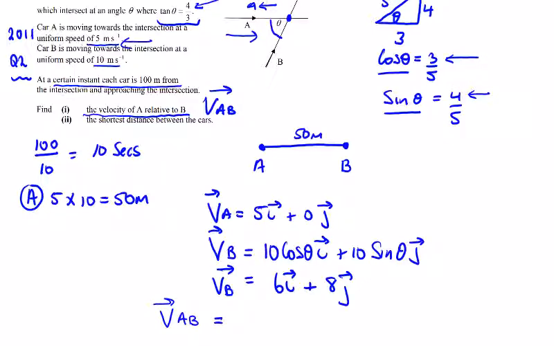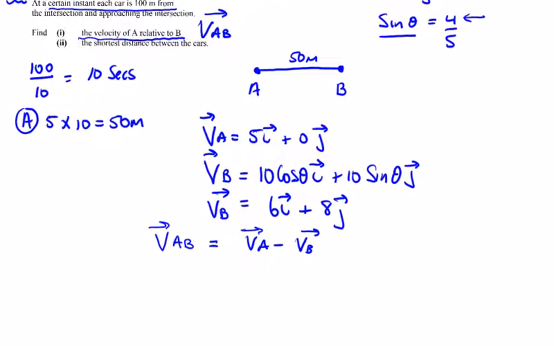So the velocity of A relative to B is equal to the velocity of A. You may as well write it down each time. The velocity of A minus the velocity of B. Easy to put the wrong one first. So we're going to have 5 minus 6. So that's going to be minus i. We're going to have 0 minus 8. So that's minus 8 in the j direction.